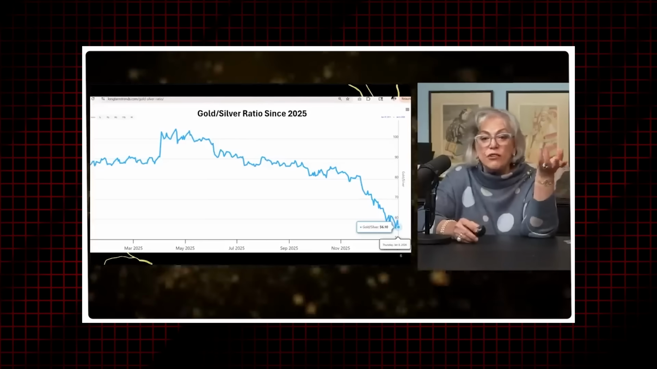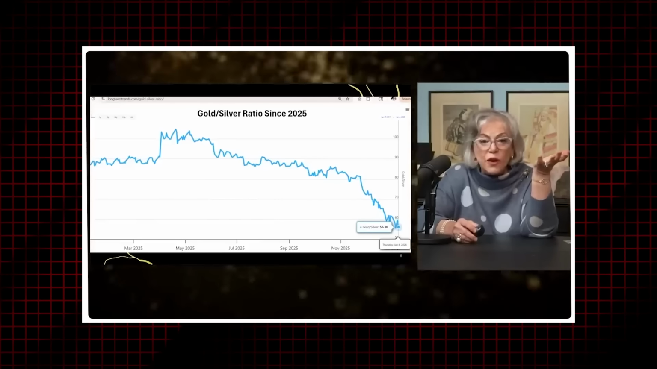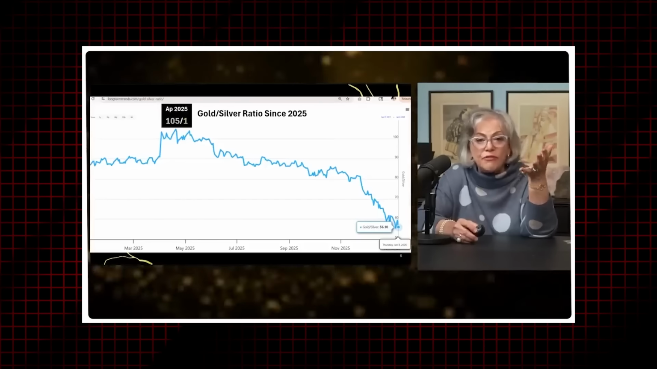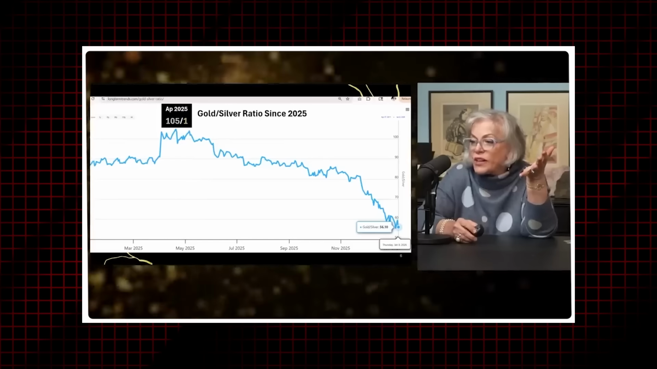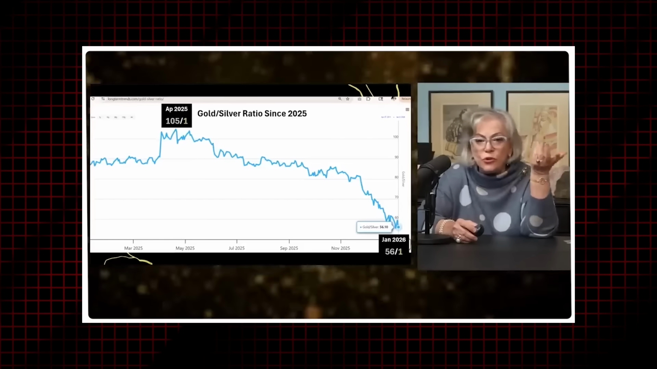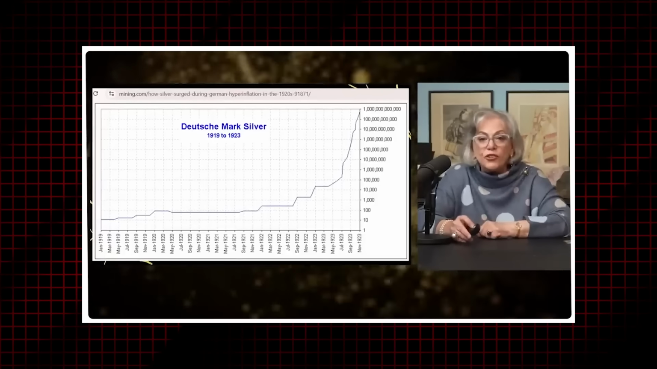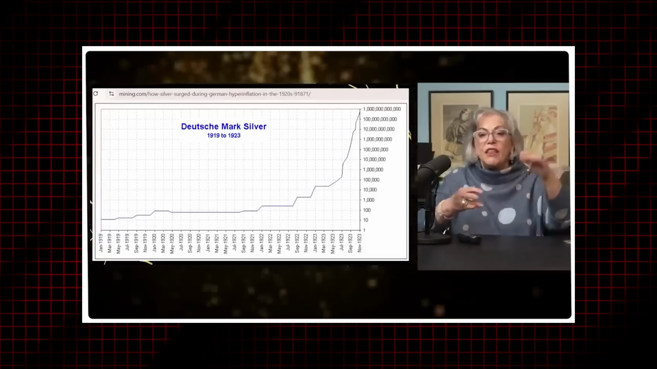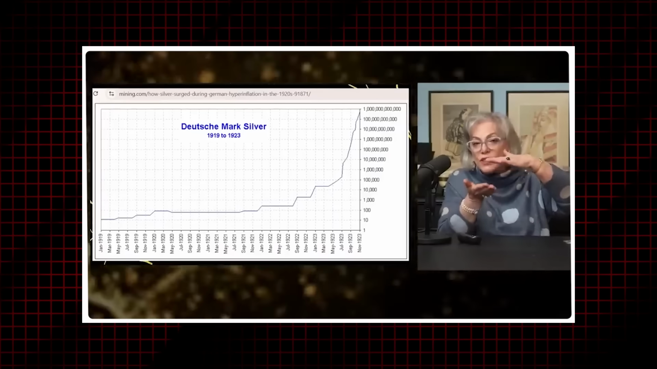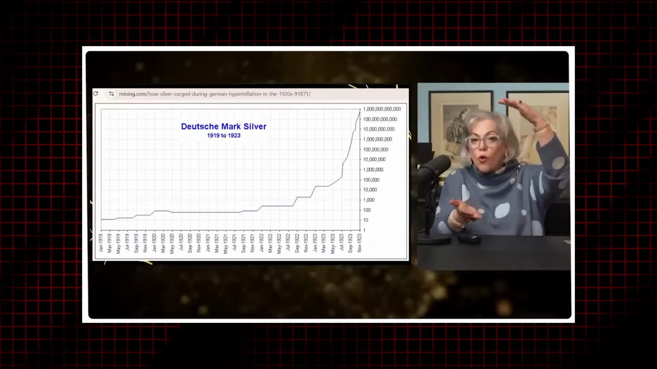And this is the gold to silver ratio since the beginning of 2025. And you can see how that has gone down, right? From 105 in April of 2025, so testing that resistance level on the top, to whatever it is right now, 66, 68 to 1. But I've also told you many times that we will see that ratio grow more narrow. And then once we go into hyperinflation, then it changes again and it'll grow wider.